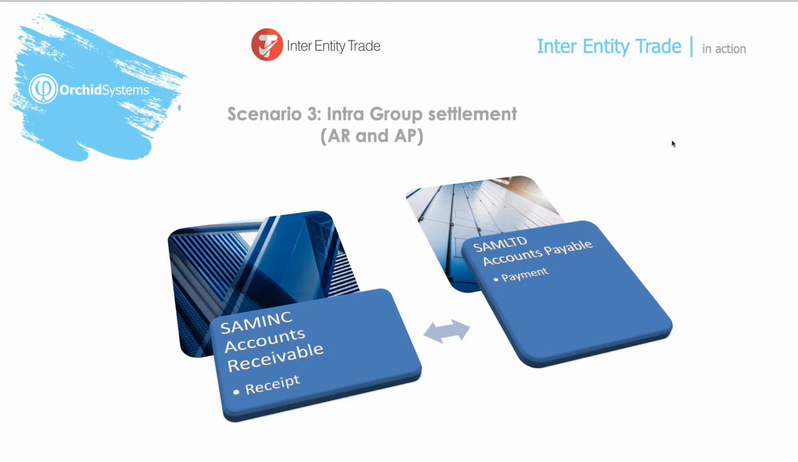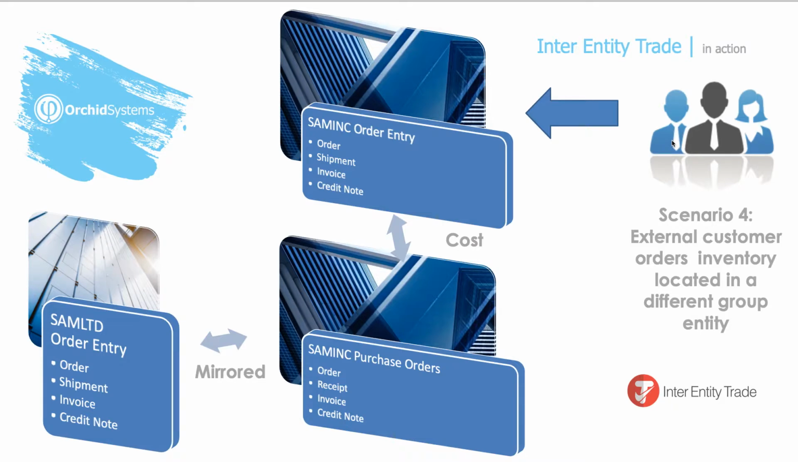Here we've got a more complex scenario where an external customer is ordering inventory, which is actually located in a different group entity, or maybe a manufacturing company, for example, and the initial order is coming through the wholesale or retail company. So once that order comes through, inter-entity trade is automatically creating, from that sales order, a purchase order, and that purchase order in the wholesale company is then creating an order in the company that has the inventory, which may be that manufacturing company.